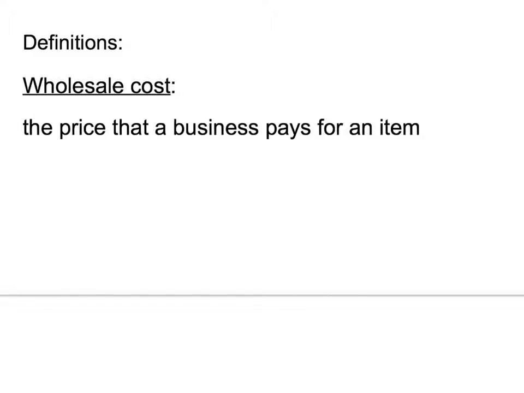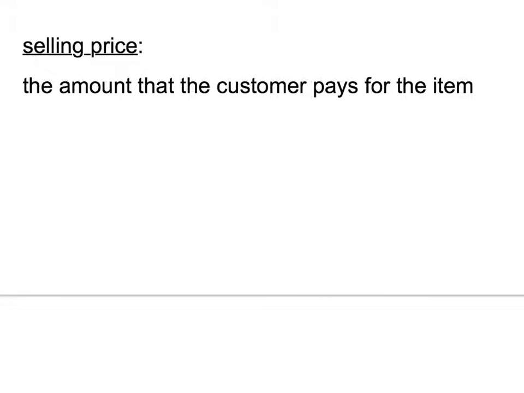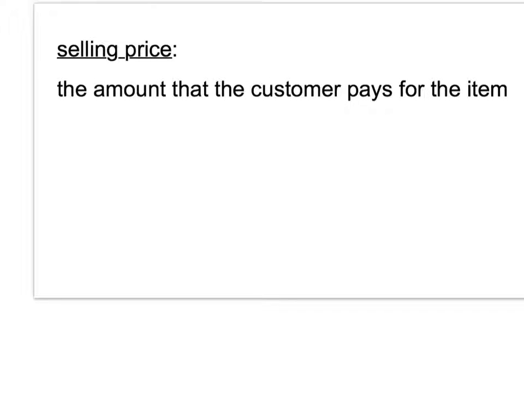First, we're going to do a bunch of definitions. So the first one is wholesale cost. That is the price that a business pays for an item. Next is selling price. And that's the amount that the customer pays for the item.